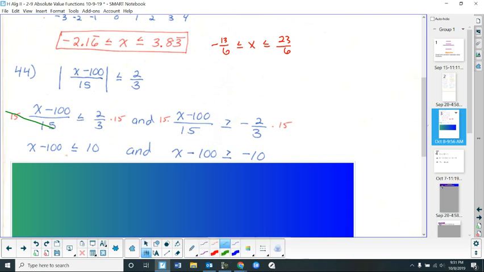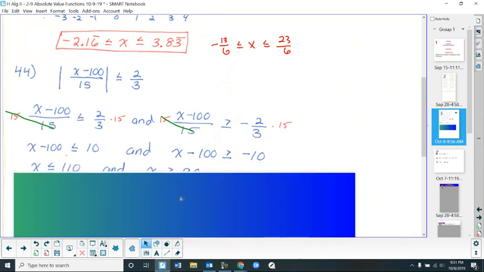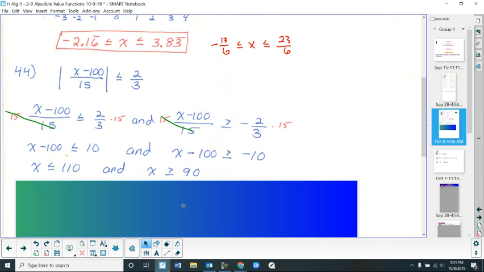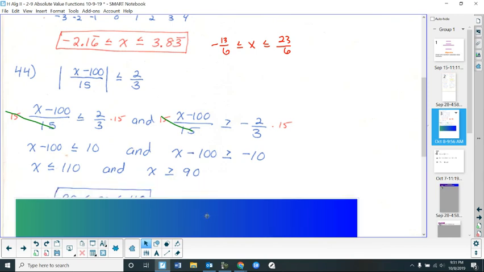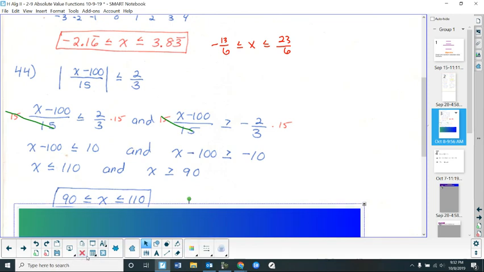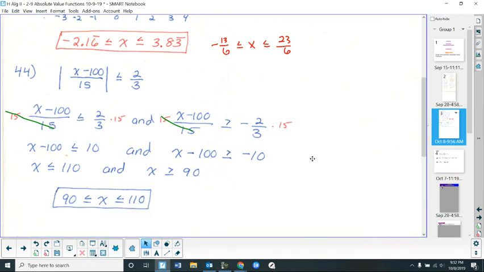On the right side, when I do the same thing, the 15s cancel. I get x minus 100. That's negative 30 divided by 3, which is negative 10. Now I added 100 in both cases, and I get that. So x is less than or equal to 110 and greater than or equal to 90. So it's everything between 90 and 110.